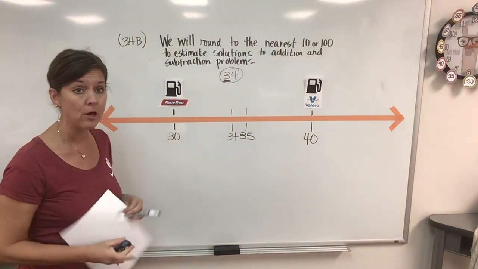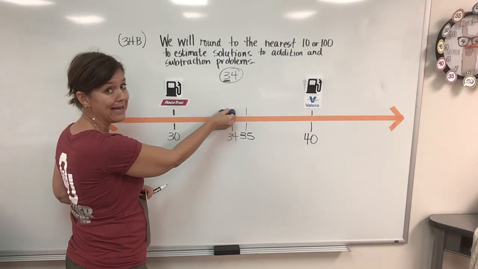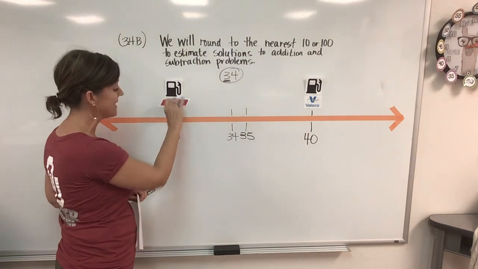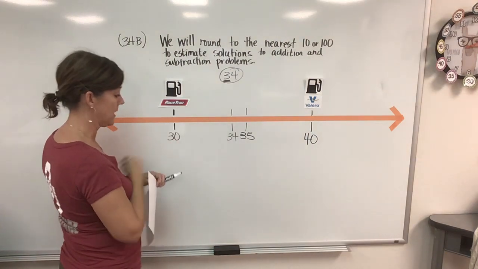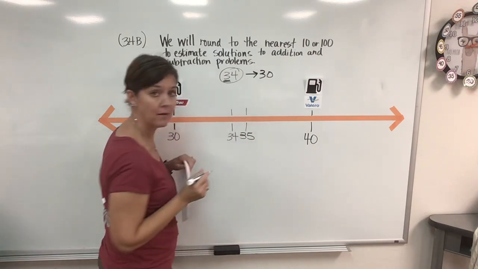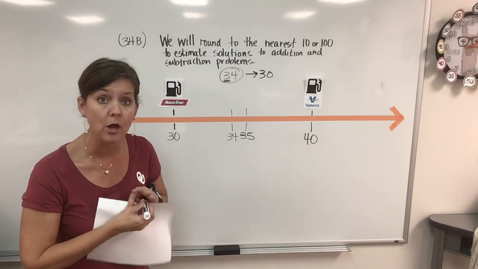Now, think about our monster truck. If we're here at 35, but we're running out of gas, we're going to go to the closest 10, the closest gas station, and that's going to be 30. So 34 rounds to 30. Okay? Pause your video and draw another number line.